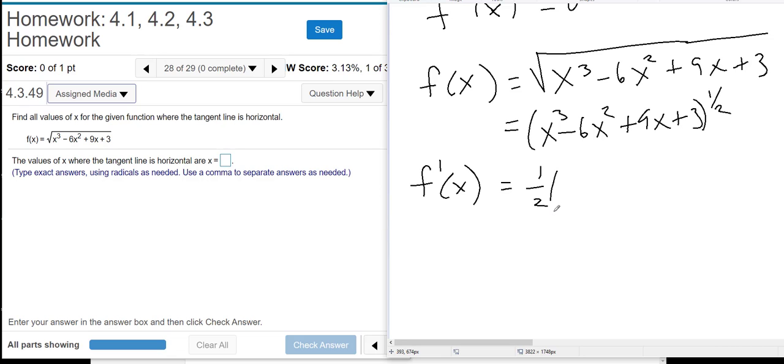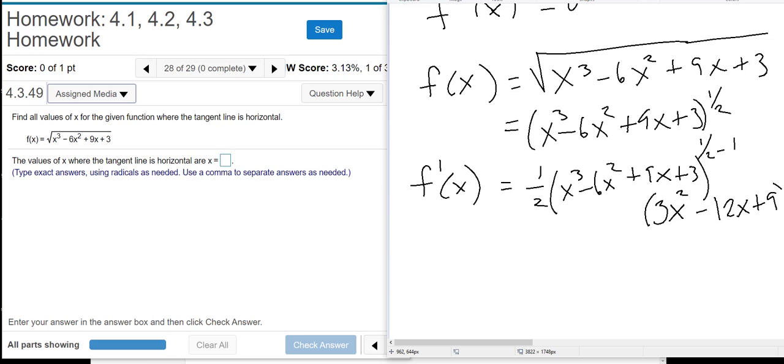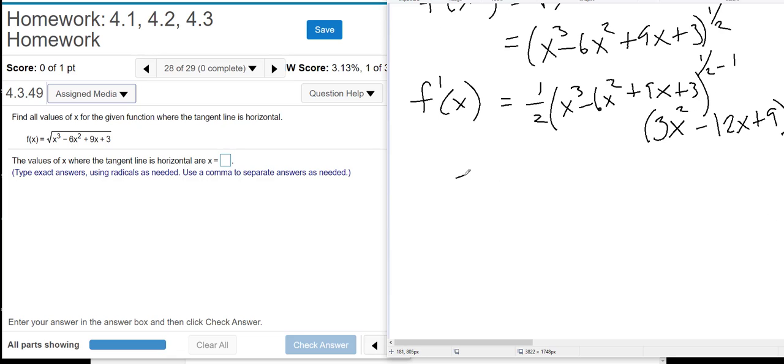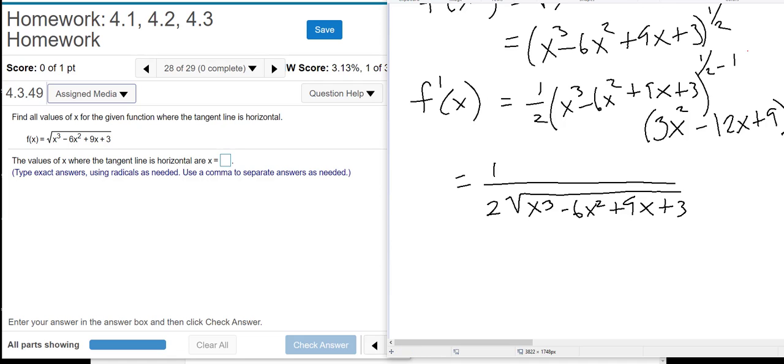So that's 1/2 times the base to the power minus 1 times the derivative of the base, 3x squared minus 12x plus 9. Do a little cleanup. I've got a 1 and a 2, 1 on top, 2 on bottom. The square root is going to go to the denominator because it's going to be to the negative 1/2. That's the square root in the denominator. And then the numerator is going to be 1 times 3x squared minus 12x plus 9.